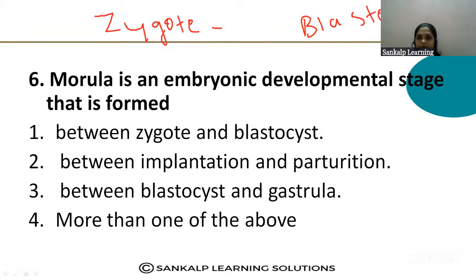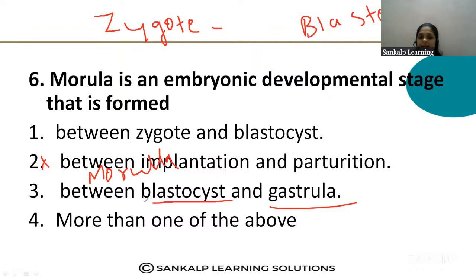Between the zygote and blastocyst. Okay. See the second option, between implantation and parturition. Implantation occurs at the last stage and parturition is the delivery of the baby. There is no morula stage between the implantation and parturition. Between the blastocyst and gastrula, okay. Blastocyst develops into gastrula, there is no morula stage between the blastocyst and gastrula. Morula is formed before the blastocyst.